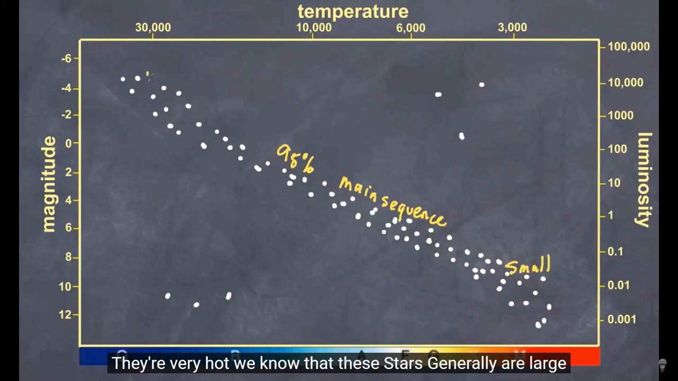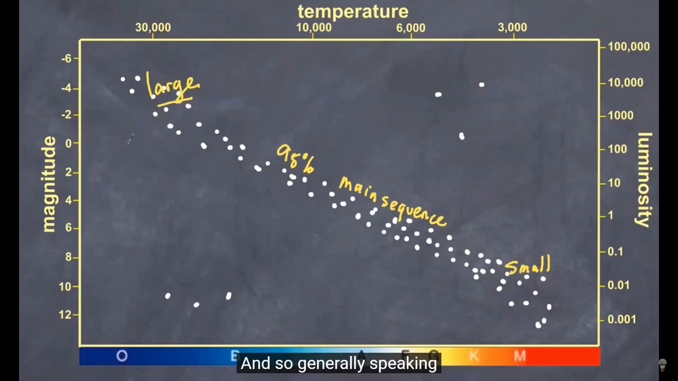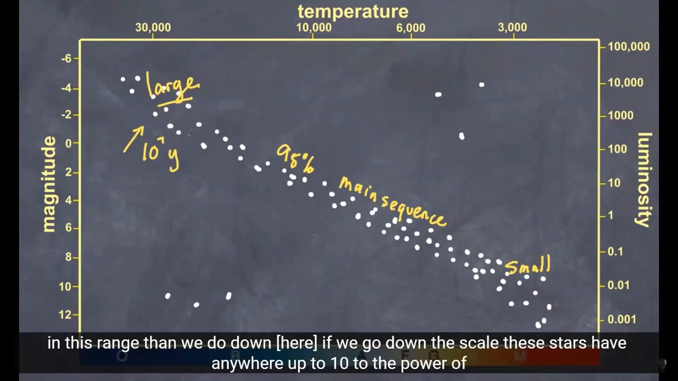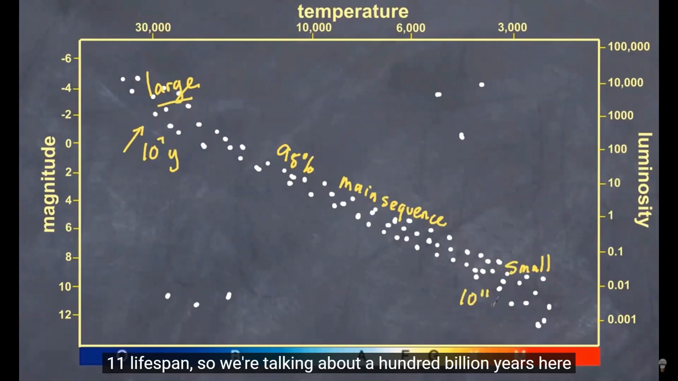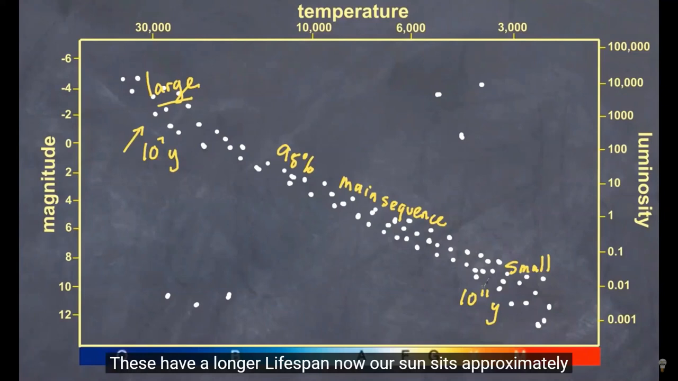The other thing to remember is that these stars, being hot and very bright, are undergoing fusion at a really great rate. And so generally speaking, their lifespan is measured in 10 to the power of 7 years. So they don't last that long, which also explains why we find fewer stars up in this range than we do down here. If we go down the scale, these stars have anywhere up to 10 to the power of 11 years lifespan. So we're talking about 100 billion years they could survive. So it's clear that being smaller and going through fusion at a lower rate because it's not as hot, these have a longer lifespan.